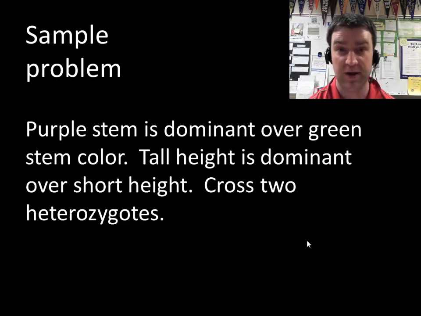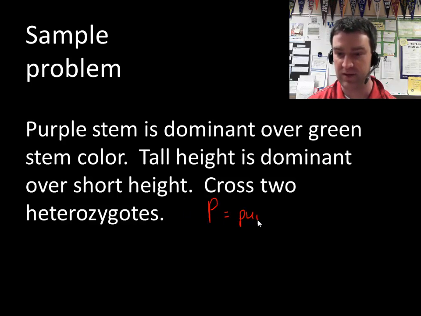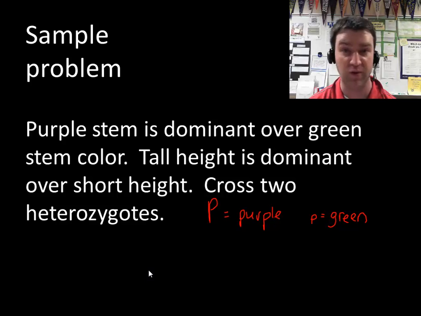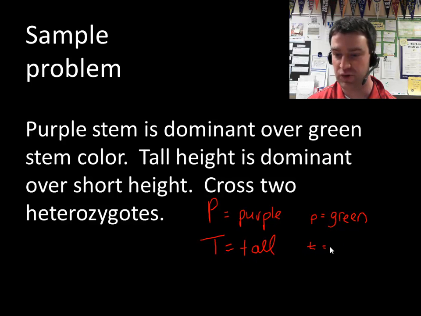So let's do a sample problem now. Let's say that purple stem color is dominant over green. So let's go ahead and make a set of letters for that. Let's make big P, say, equal to purple. Let's make little p equal to green. You could use a different letter if you wanted to make the difference more obvious. Tall height is dominant over short, so let's use capital T for tall and little t for short.